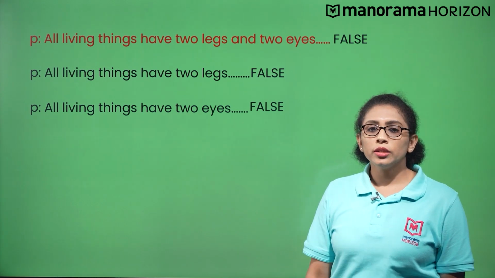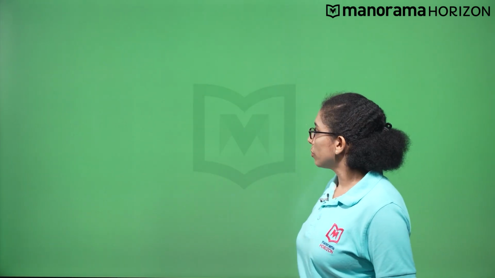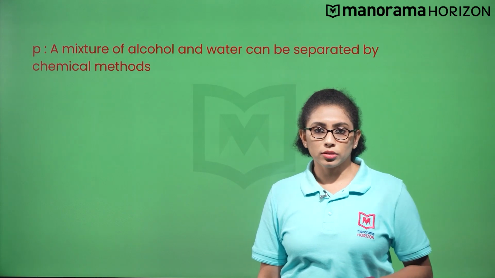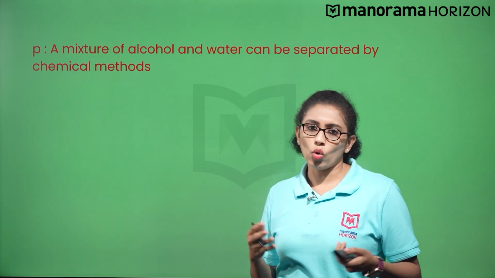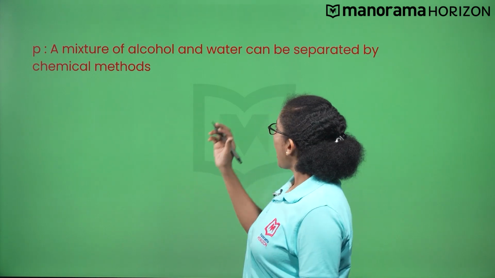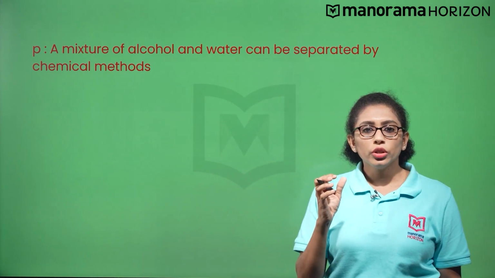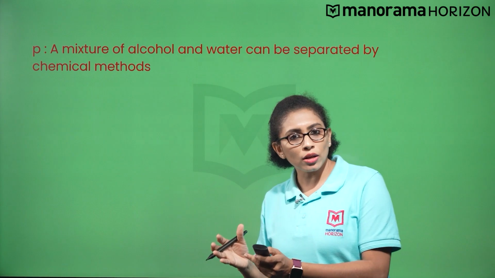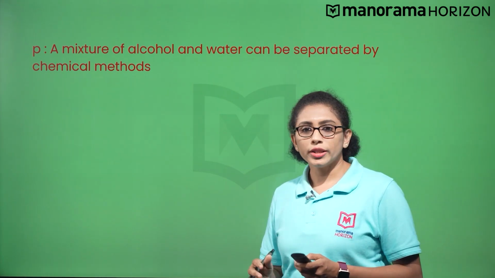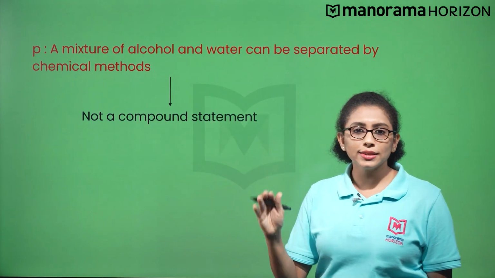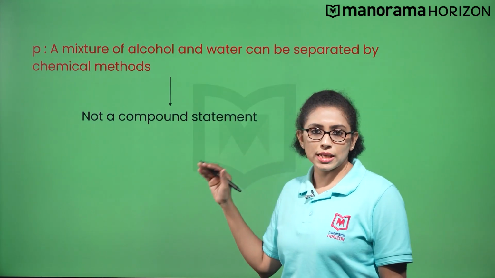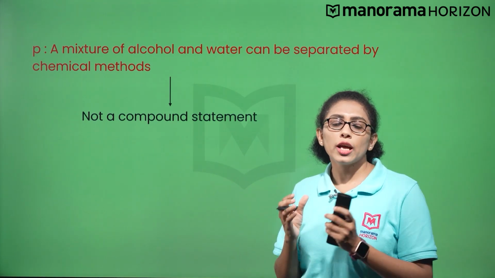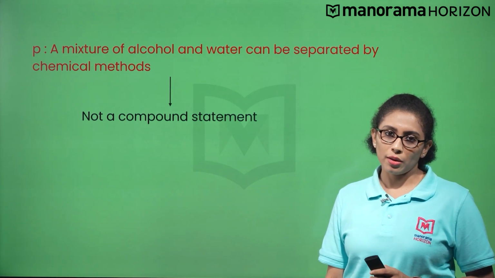Okay, now find the component statements for the compound statement: a mixture of alcohol and water can be separated by chemical method. Is it possible to break the sentence? No, because in this sentence we can notice that "and" is not used to connect two sentences. It is simply used to refer to two things, that is, one is alcohol and the other is water. So, the above statement is not considered a compound statement. This type of sentence shows that not every statement with the word "and" is a compound statement.